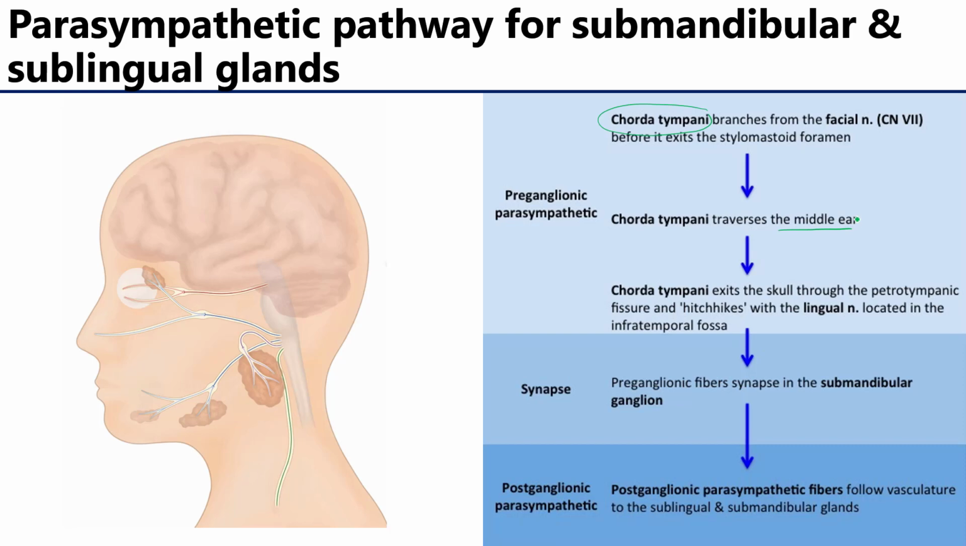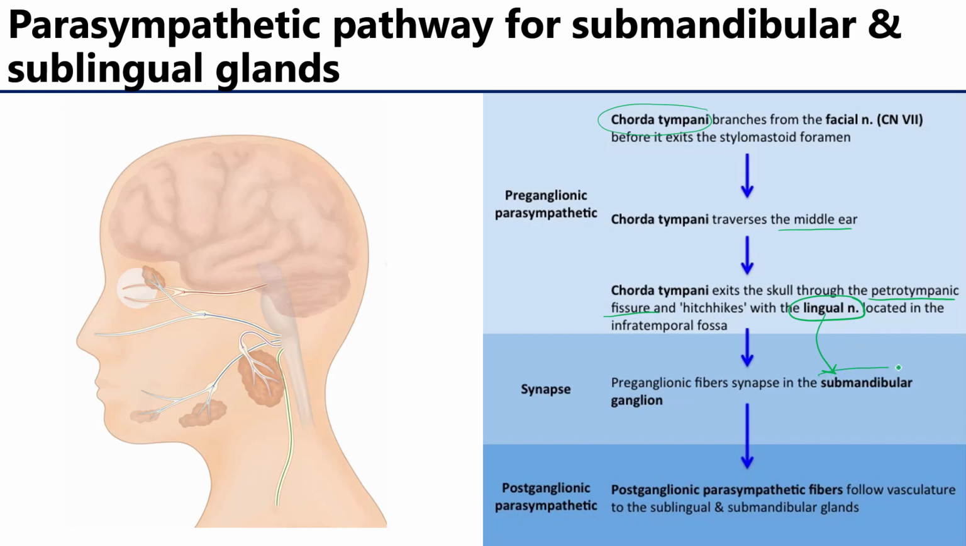They then exit the cranium through the petrotympanic fissure, and they jump on a sensory branch of V3 called the lingual nerve within the infratemporal fossa, and they're going to hitchhike with the lingual nerve down to the submandibular ganglion, which hangs from the lingual nerve in that sublingual space.